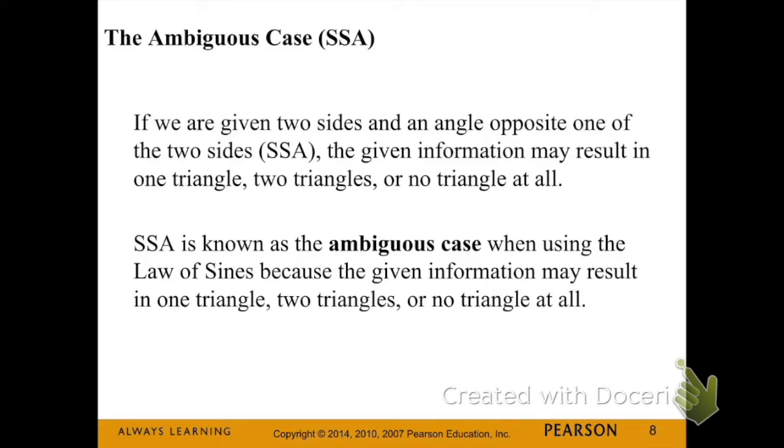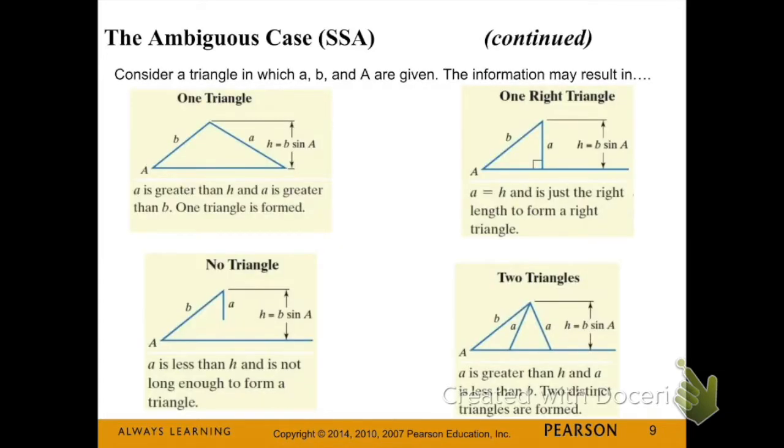Anytime we're given a side-side angle triangle, we need to be careful because the information that we're given may lead to one possible triangle. It could lead to two possible triangles, or it could lead to no possible triangle at all. So anytime we're given a side-side angle triangle, we need to start by figuring out how many possible triangles there are. The way that we do this is we find h, the height of the triangle, which we get by doing side b times sine of angle A.